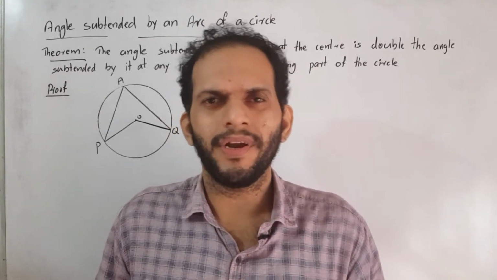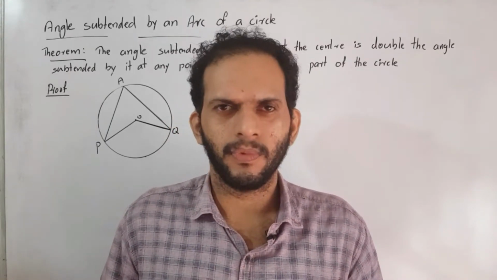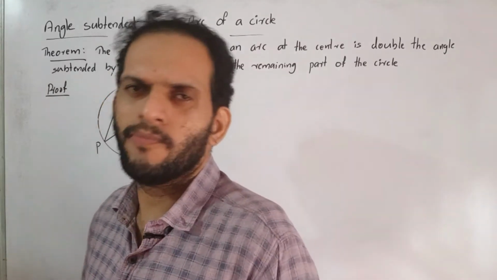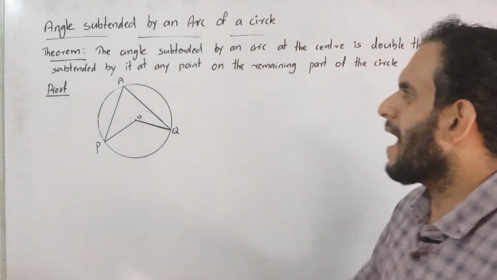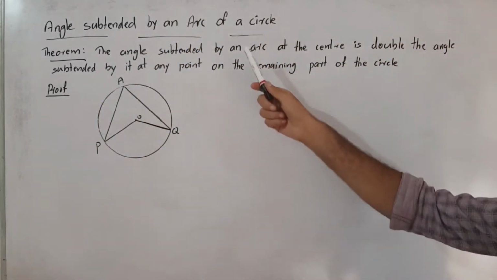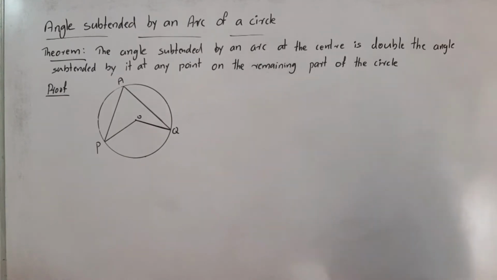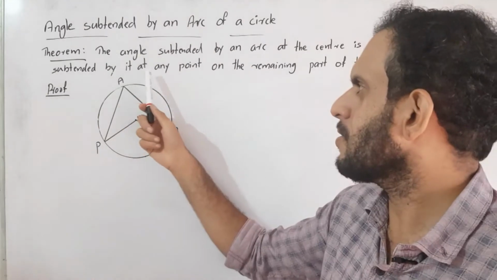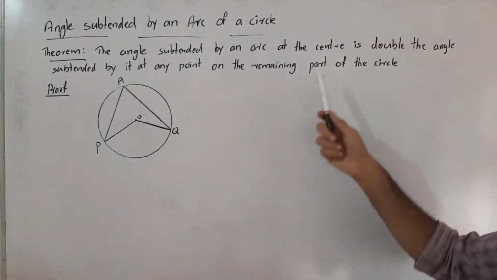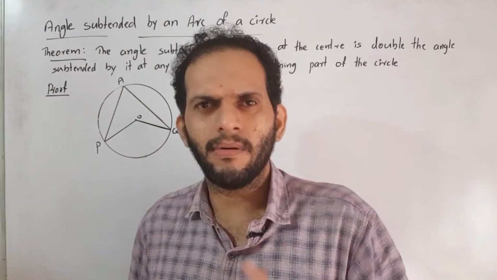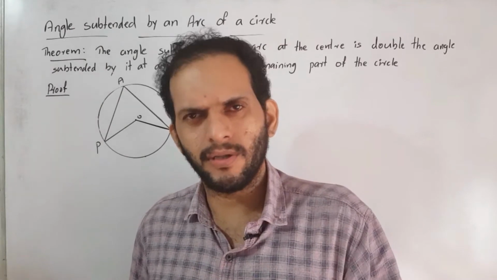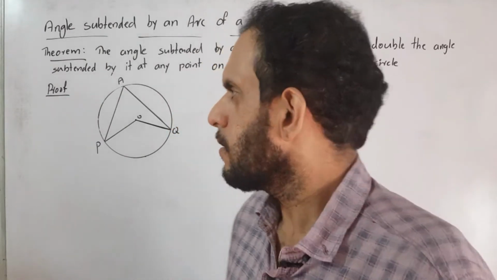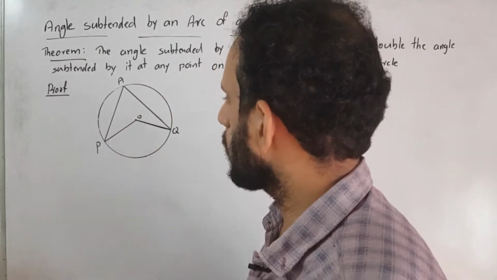The first one we are discussing is a theorem. So what is the theorem? The first theorem is like this: the angle subtended by an arc at the center is double the angle subtended by it at any point on the remaining part of the circle. According to the statement, we construct the figure. Then the statement is based on this figure.